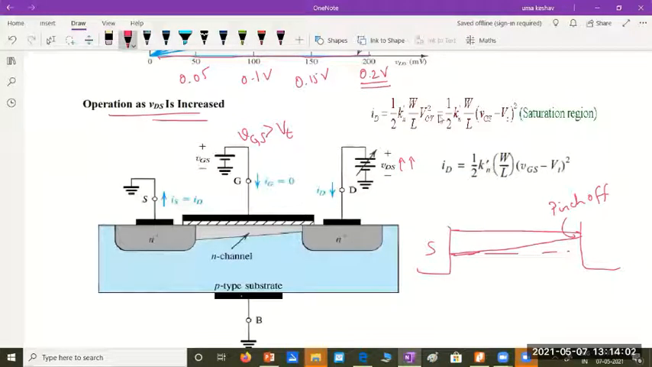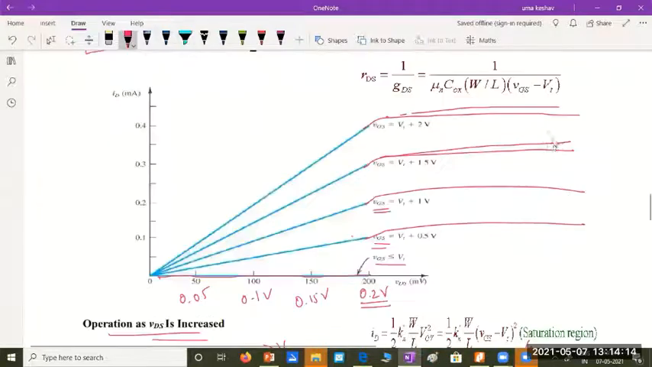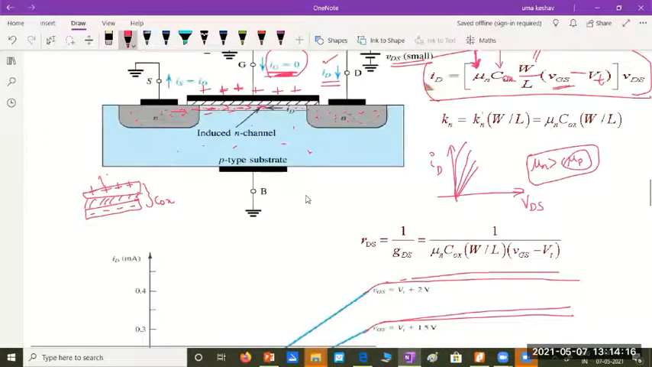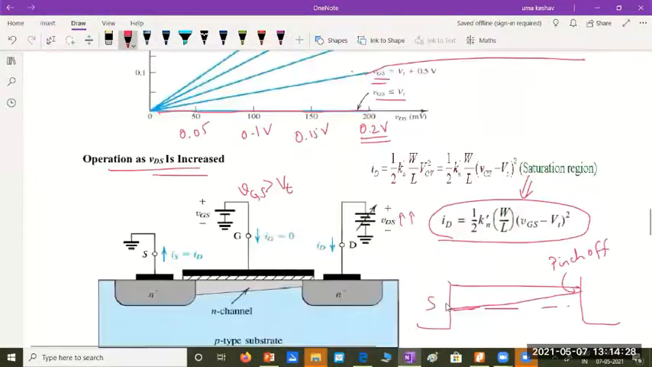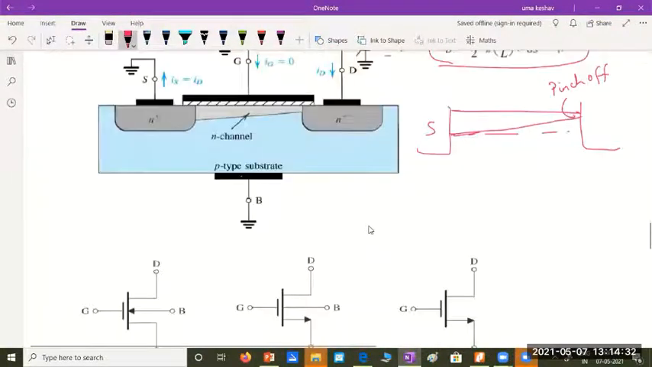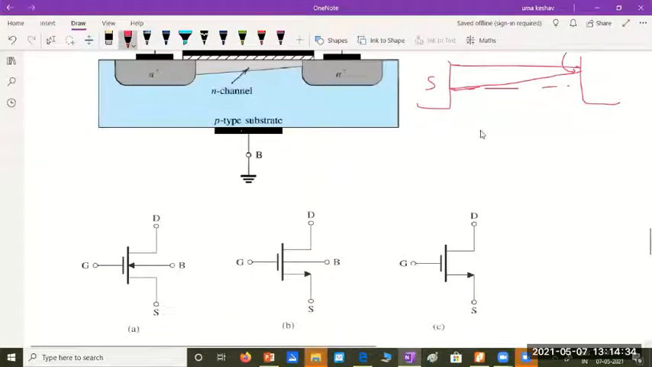The equations are like this in the saturation region. You see, the equations in the saturation region are different from the equation of the drain current in the triode region. This region of operation we call the triode region. Triode region means low VDS. VDS is small. Saturation region means VDS has reached some level. Okay, let's continue with this in tomorrow's class. The symbolic representation is there.